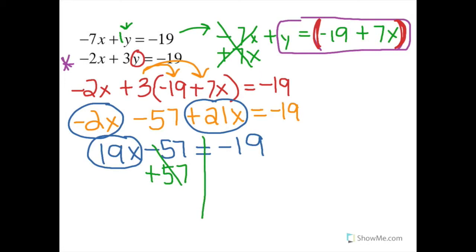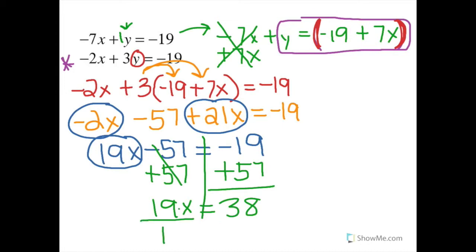And whatever I do to one side, I need to do the other. So negative 19 plus 57 gives me 38. Bring down that 19x. And now it's just a one-step equation. That's really saying 19 times some number, which is x, equals 38. So to undo that multiplication that we have going on, I do the opposite and divide by the coefficient of 19. That cancels out and just gives me x, and x is equal to 2, because 38 divided by 19 is 2.